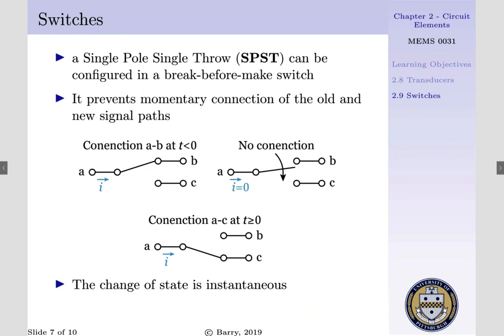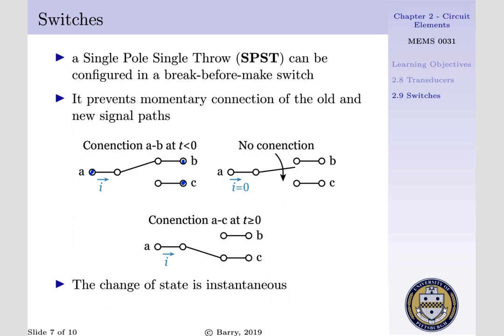Now, single pole, single throw switches are often configured in a break before make connection. That is, it prevents a momentary connection of the old and new signal paths. And this is represented as below. Say we have terminal A, terminal B, and terminal C, where we have a single pole, single throw switch that is going to exist in between these terminals.